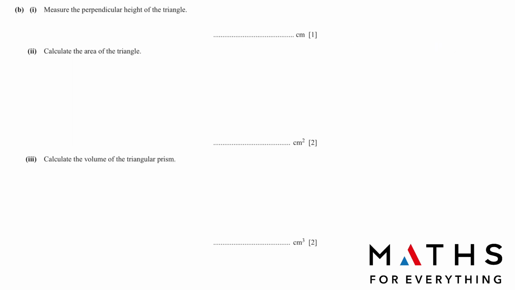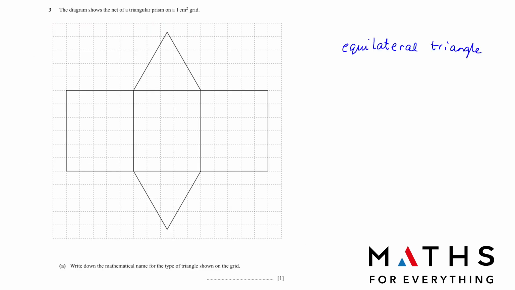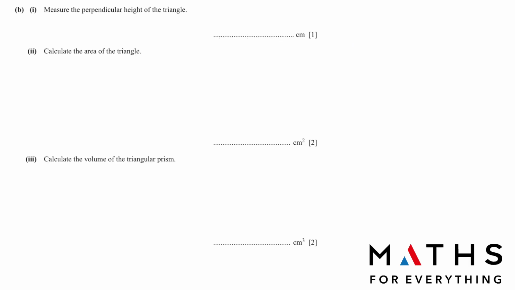3B1. Measure the perpendicular height of the triangle. This is your perpendicular height. So we have 1 square, 1, 2, 3, 4, and it's a little bit above 4. So you can write 4.2 as your answer. But anything between 4.1 to 4.5 is accepted.